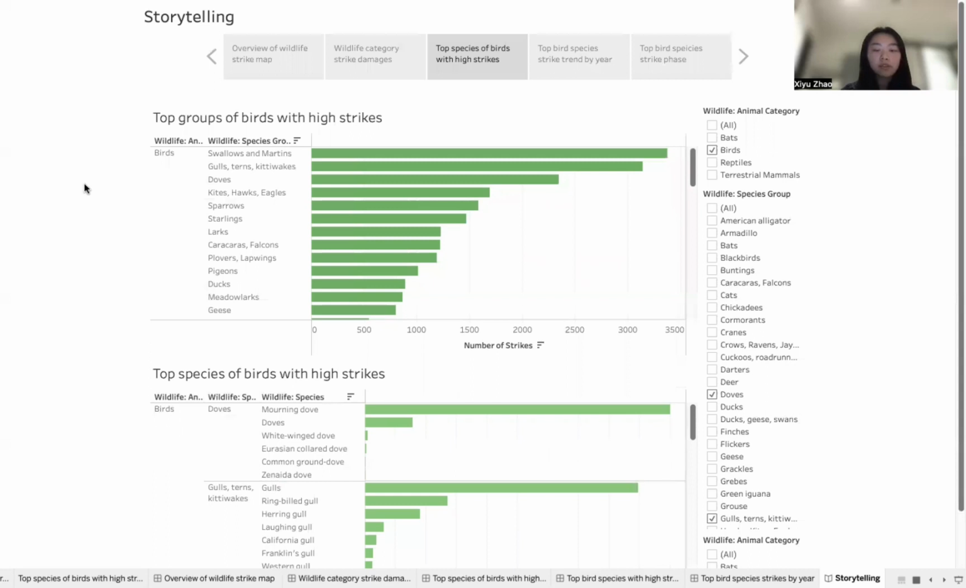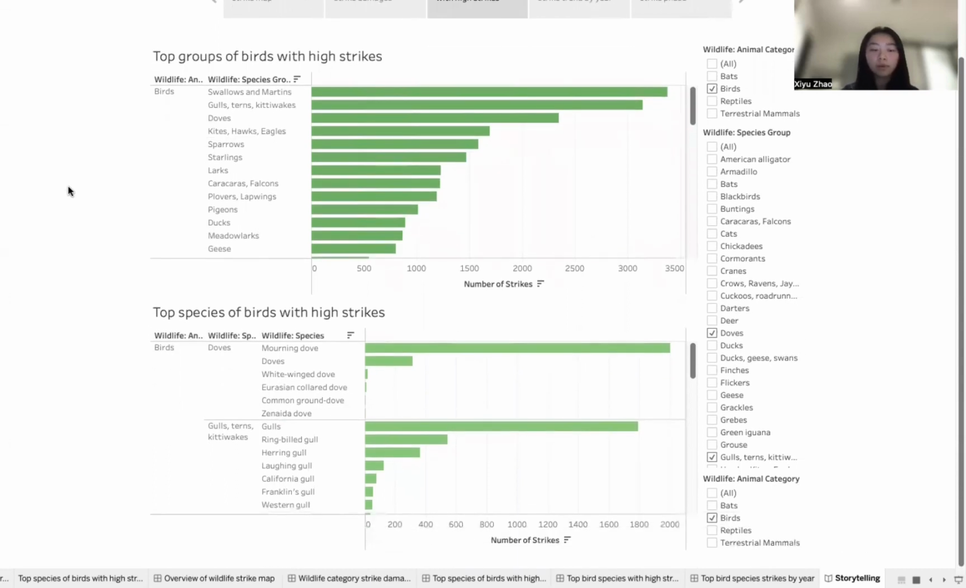Inspired by the visualization in the previous dashboard, I would like to look at birds more deeply in the next dashboard. I want to know which species account for the majority of strikes, so bird groups and species are illustrated here. Here I use the technique of descending rank to obtain better insight. Now we can see groups such as swallows, martins, gulls, kittiwakes, and doves are the top bird groups with the most strikes. More specifically, species such as the mourning dove, gulls, barn owl, sparrows, and horned lark should be paid attention to, given their outstandingly large number of strikes.